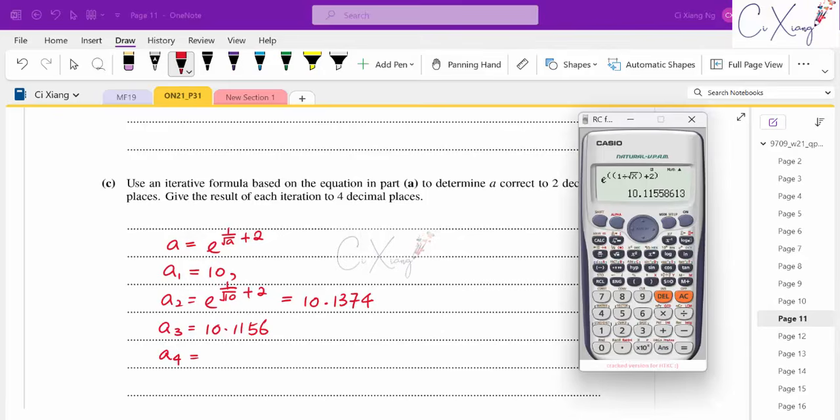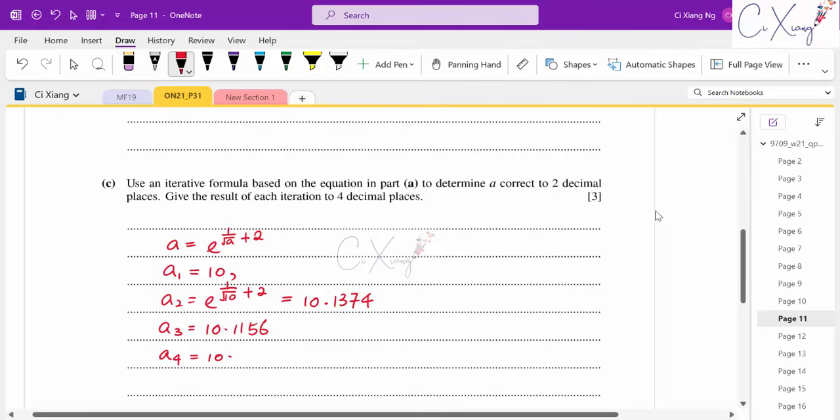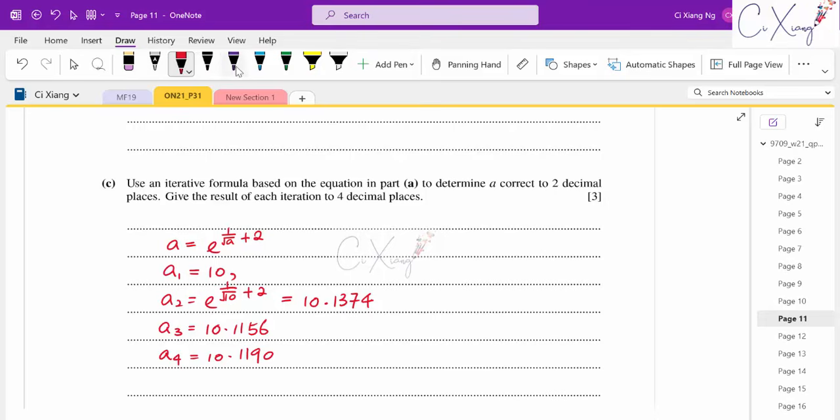Repeat the process one more time. Press calculate, then key in 10.1156, then press the equal sign. Then you get 10.1190. Okay, so there are a lot of students who will ask, when should we stop?